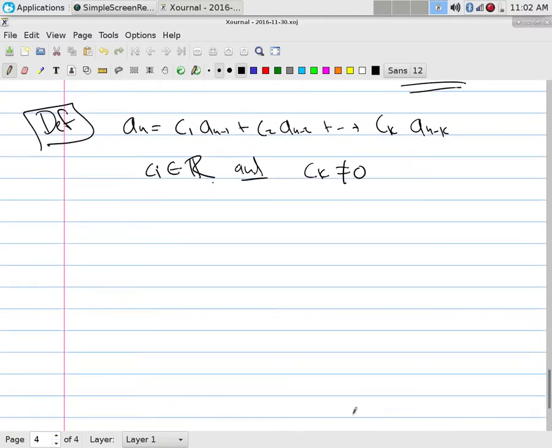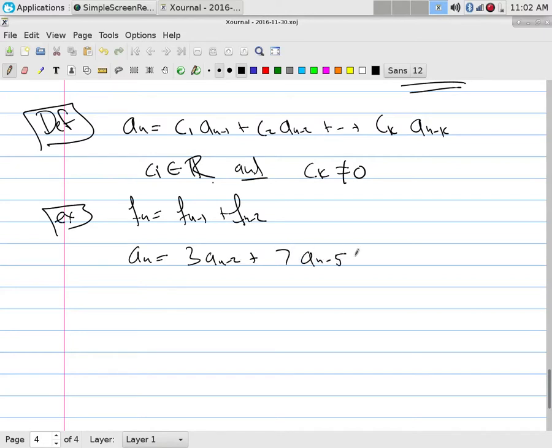So these are the ones I'm going to look at. And these are the ones I'm going to try to guess a solution for, check it, and then I'm always going to use that. Examples of things like this. F sub n is equal to F sub n minus 1 plus F sub n minus 2. Does that meet that definition? What are the coefficients in front of those two functions, F of n minus 1 and F of n minus 2? They're both 1s.